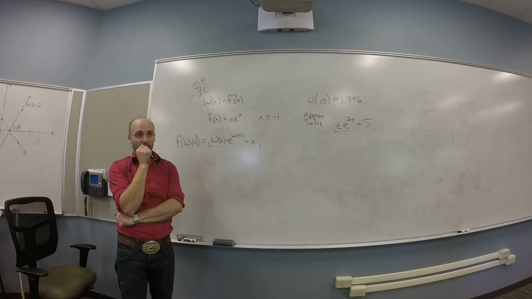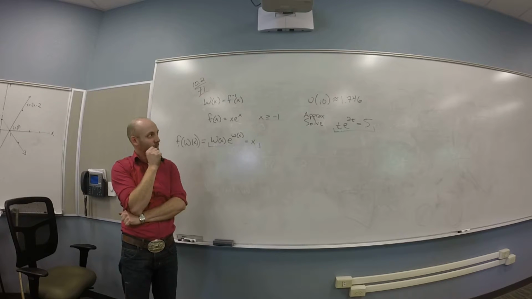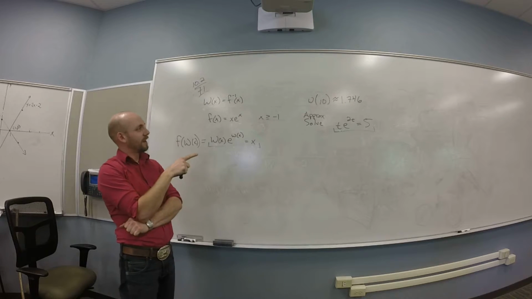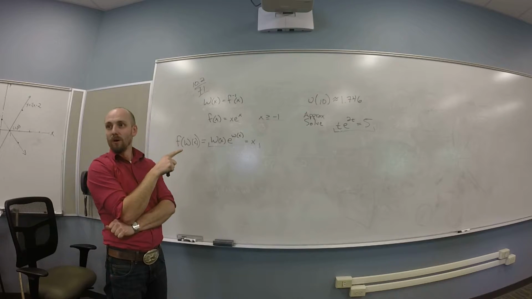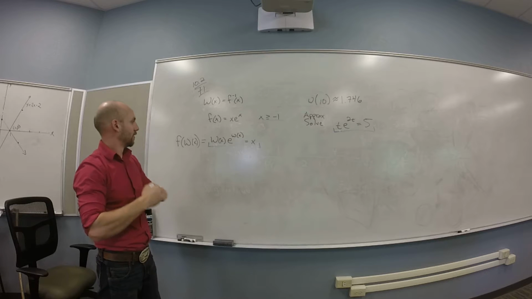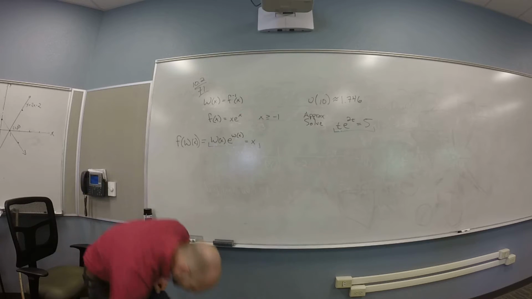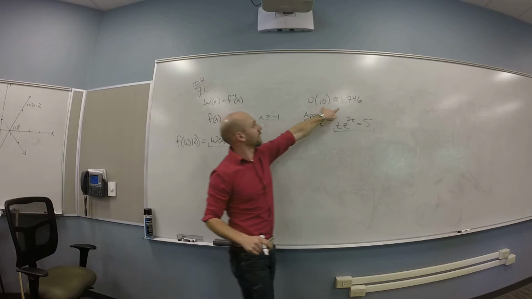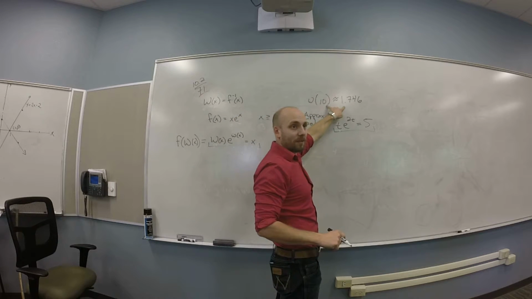So what can I do? Let me see. What they told me is that w of 10 is approximately 1.746. Is t equal to 10? So this thing is the inverse of something.